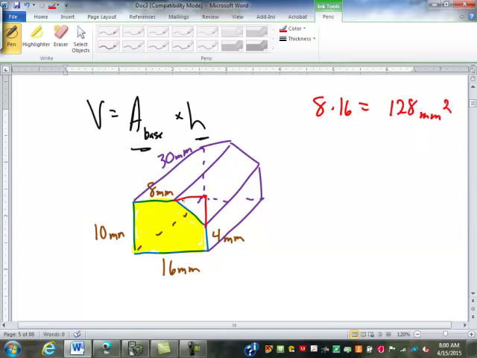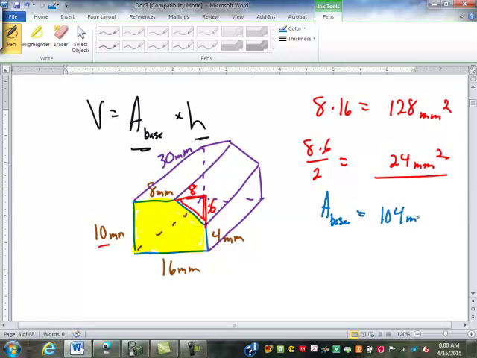And then subtract out that missing triangle. What are the dimensions on that triangle? What's this dimension here? 8, just the 16 minus 8. How about over here? 6, just 10 minus 4. So that triangle is 8 times 6 divided by 2, or 24 millimeters squared, giving us the area of that base. 128 minus 24 is 104 millimeters squared.